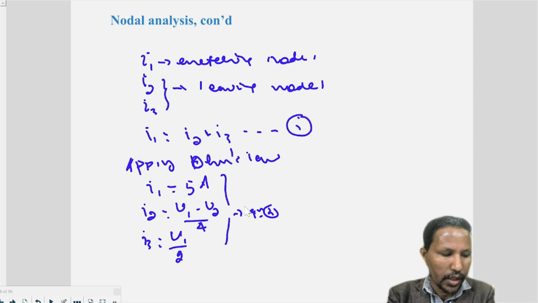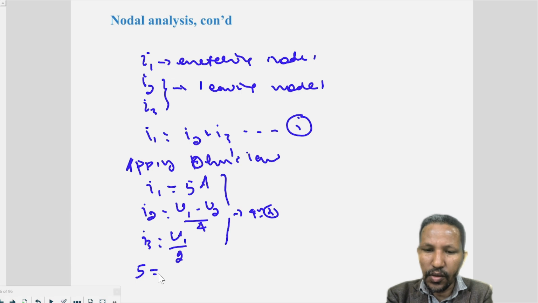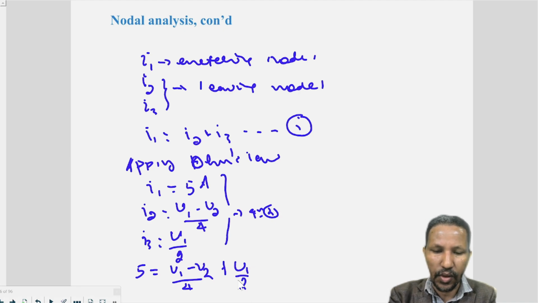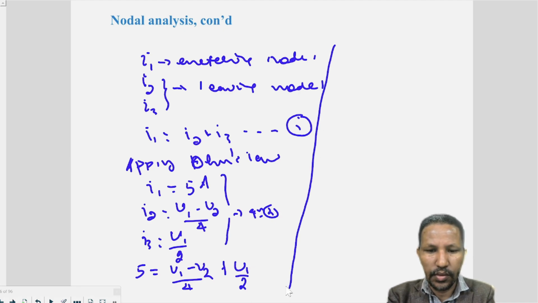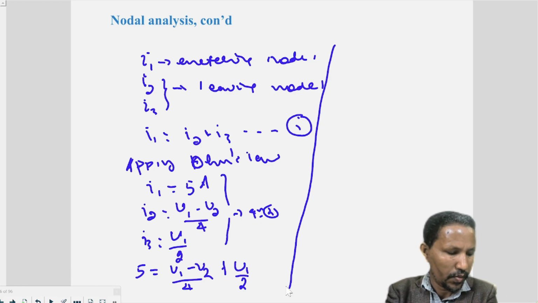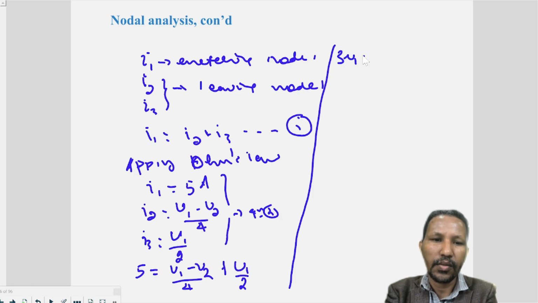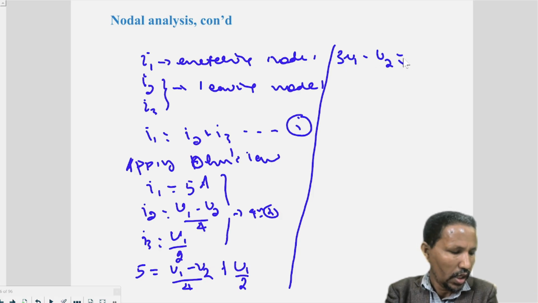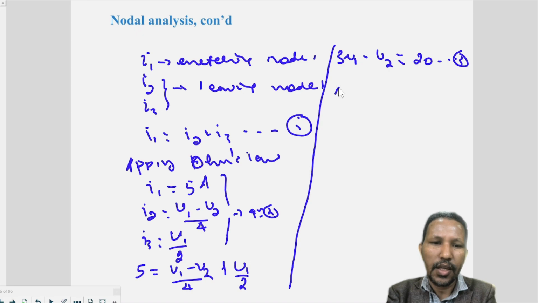That means I can write 5 equals (V1 minus V2) over 4 plus V1 over 2. When we simplify, we get 3V1 minus V2 equals 20. So this is equation 3. And now apply KCL.